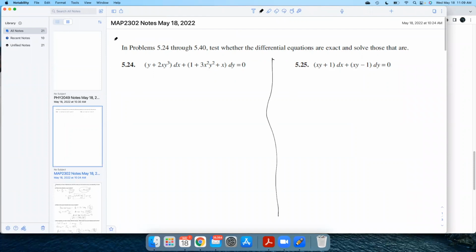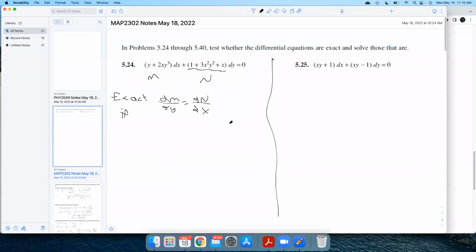Okay, so we've got this DE here in differential form. This thing in front of dx we call capital M, and this thing in front of dy we call capital N. The DE is exact if and only if the partial of M with respect to y is the same as the partial of N with respect to x. That was a bad partial symbol there. So we have to check that.